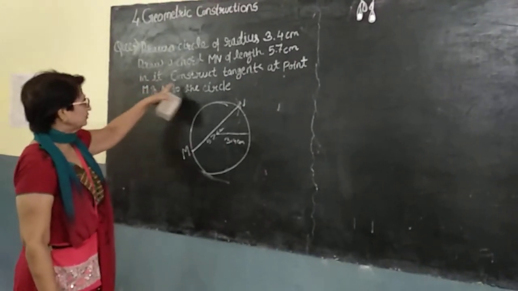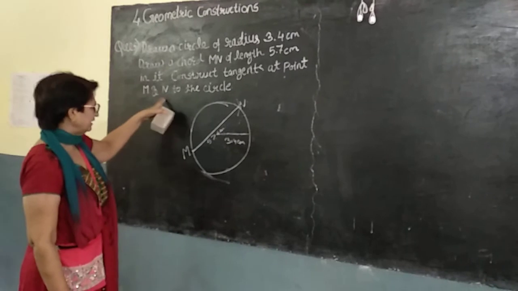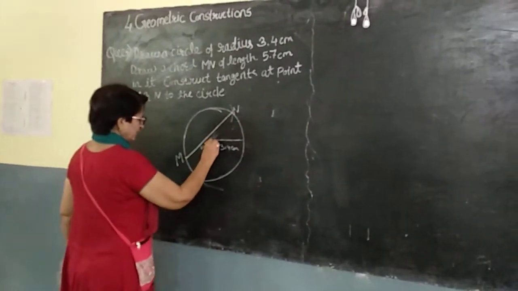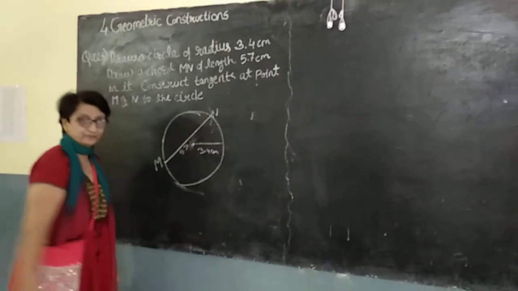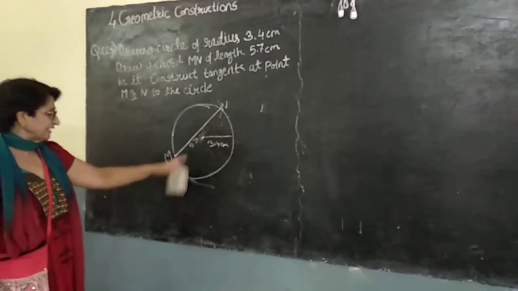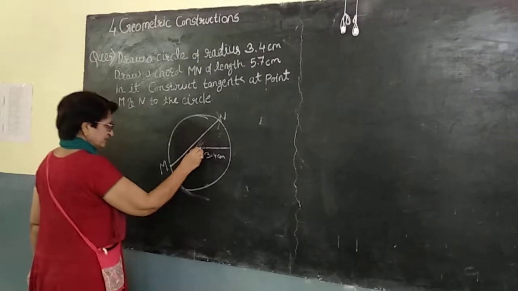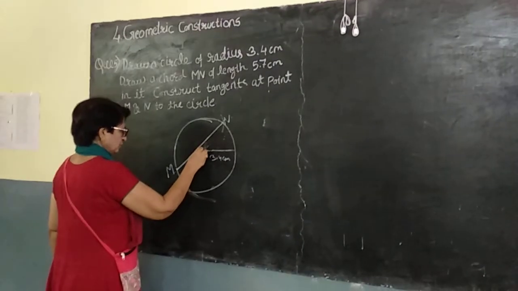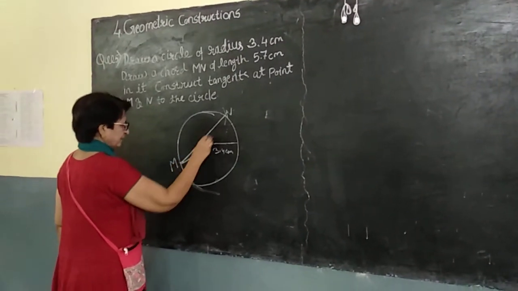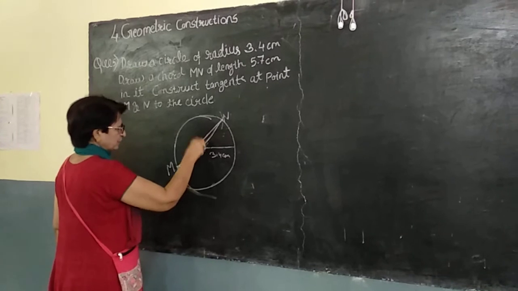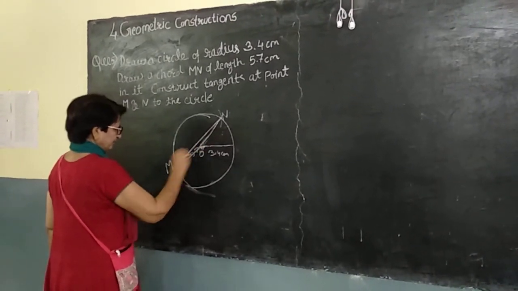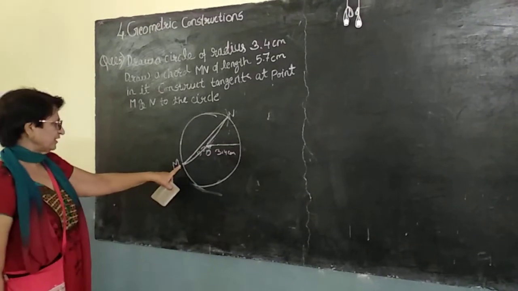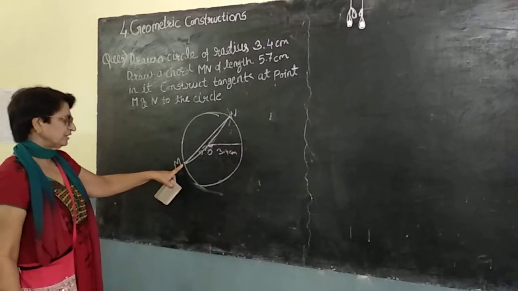Now you have to construct tangents from M and N. So what have you learned? That we have to utilize the center, right? So to utilize the center, what should we do? Just join this and join this point, you can imagine. From the center, just join it. Anyway, then what we have to do? What have you learned how to do it?